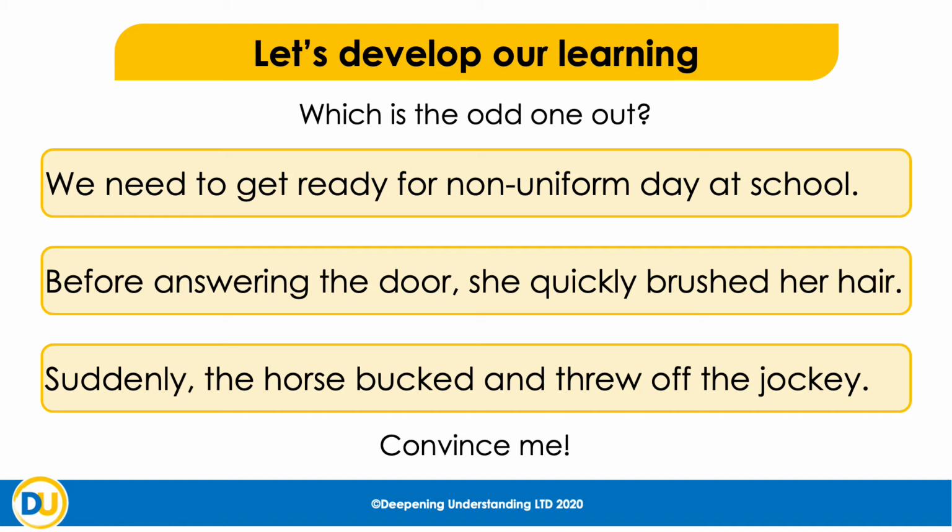So, what I would like you to do is write them down and either tick or circle or whatever, which one you think is the odd one out, and then explain why.